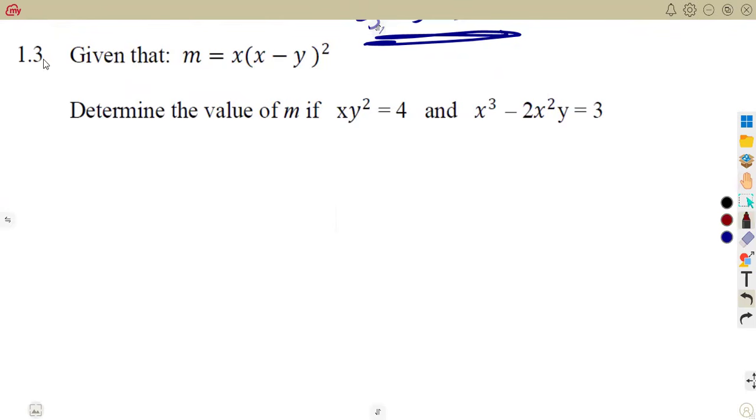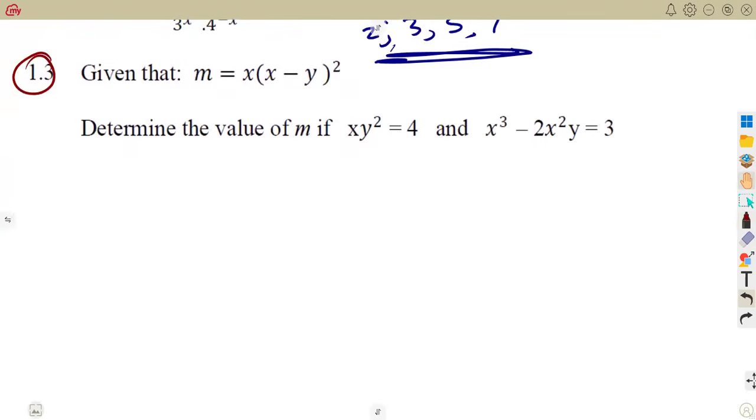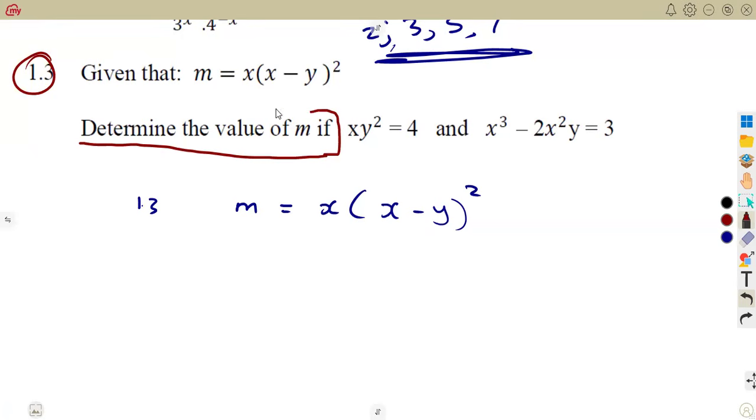All right, let's consider another part, which is 1.3, for 3 marks. Given that m is equal to x into x minus y squared, the questions will be testing you on something here. That is what they are giving you there, and they are saying, determine the value of m. Here it is for you to determine the value of m if.